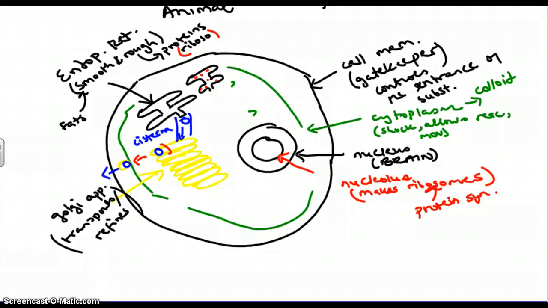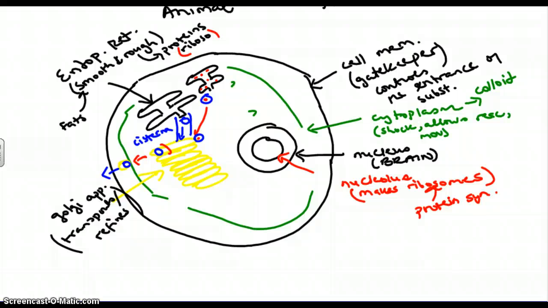However, let's say here's a rough ER and the Golgi apparatus is far away. What happens then is that a transport vesicle, this little tube, carries a protein that's made by the rough ER and connects to the Golgi. It goes through the Golgi, gets refined, and then the Golgi branches off and transports it outside the cell. So that is how the ER and Golgi apparatus work.